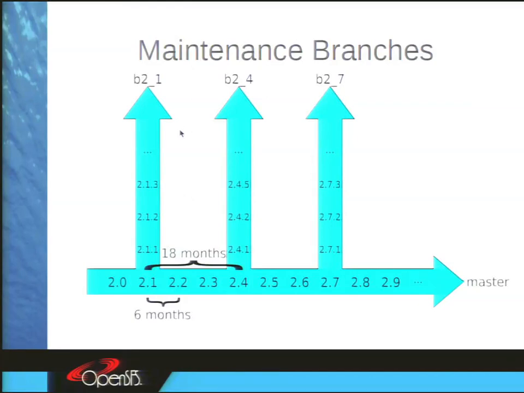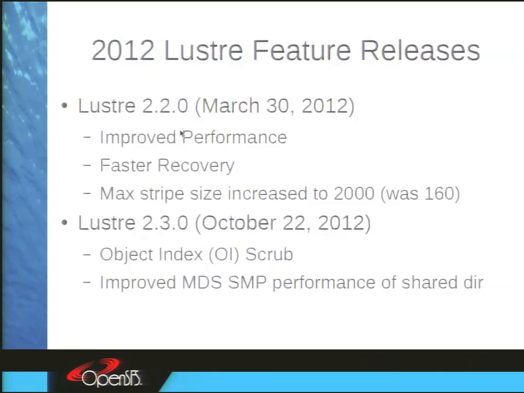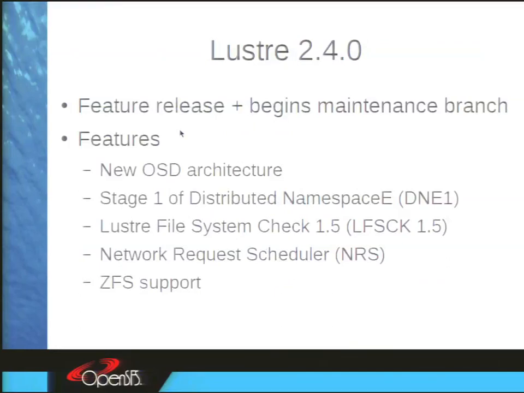So you've already seen most of this in previous talks, so I'll go over it quickly. But I think it's important to point out again that following this train model, we have put out 2 releases in 2012, and things seem to be going pretty well. Pretty soon, Lustre 2.4 is going to come out, and that's going to be both a feature release along the master branch, but it's also going to be the start of a new maintenance branch.